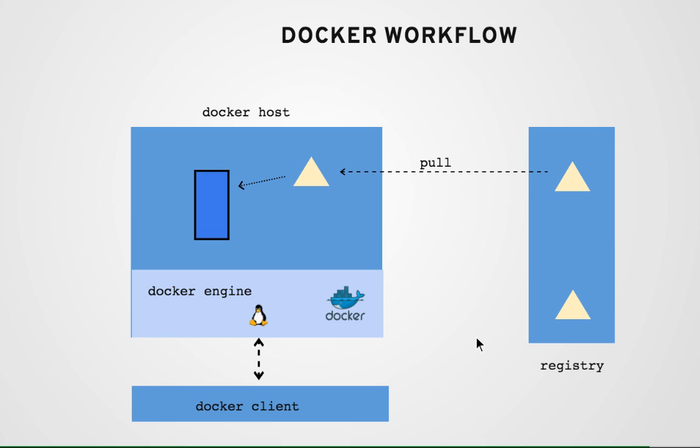Container is the instance of an image. Image is static, container is dynamic. And using the image, you create a container. It's not the other way around. It's the image which is needed to create a container. And then you start making changes to it. Let's say you install your application or make changes or run it, or process something.